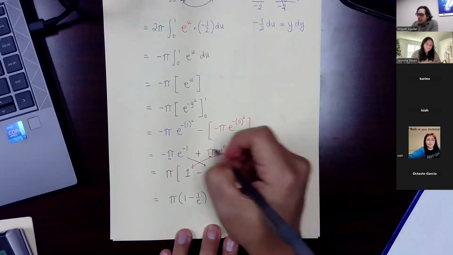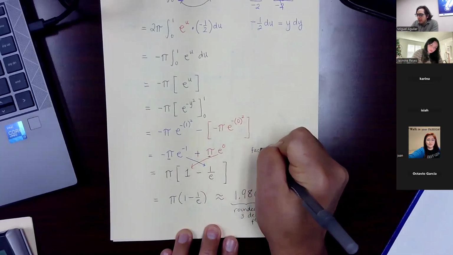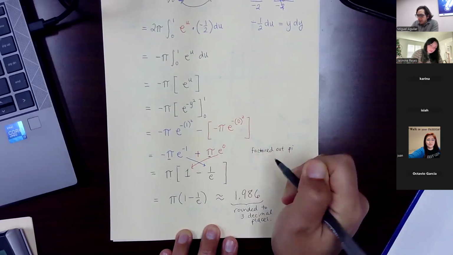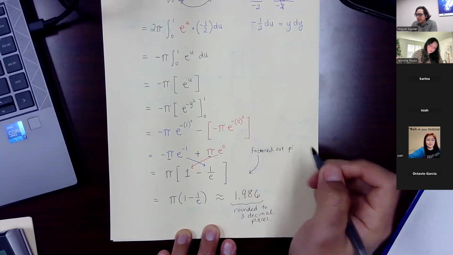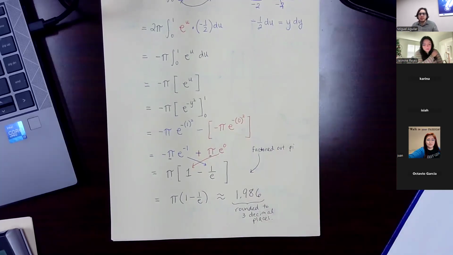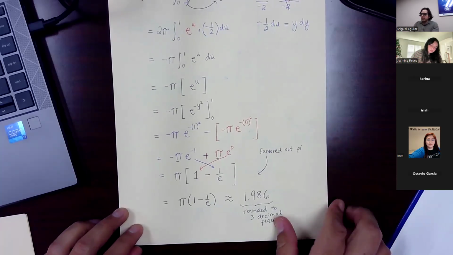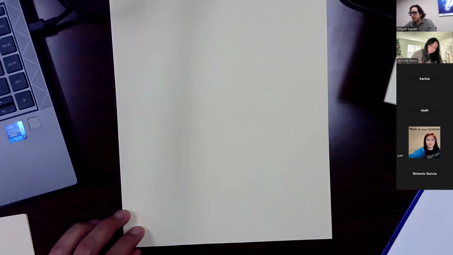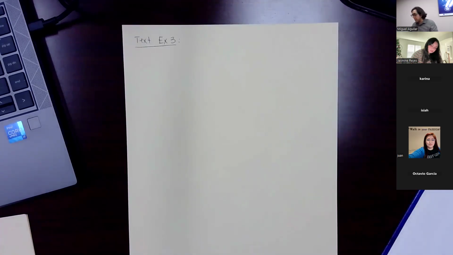Okay, so maybe I'll say here that I factored out the pi. Okay. Any other question? That was a good question. Then we're on to the next example, which I haven't written down yet. So that'll give you guys some time to write this down.